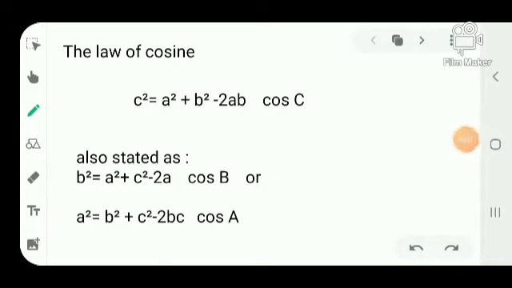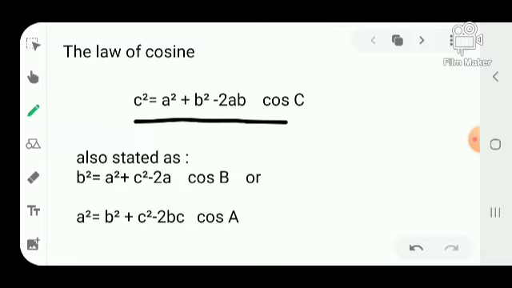Good day. My topic for today is all about the law of cosines, which states that c squared equals a squared plus b squared minus 2ab cos c. This resembles the Pythagorean theorem except for the third term. If c is a right angle, the third term is equal to 0 because the cosine of 90 degrees is 0, and we get the Pythagorean theorem.